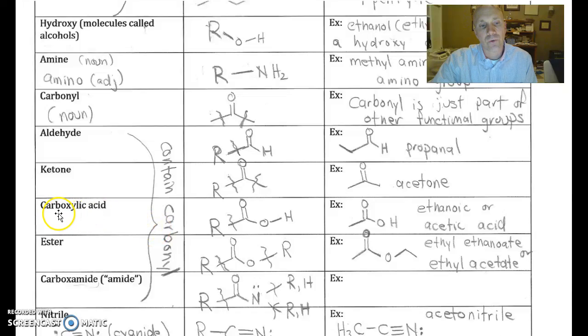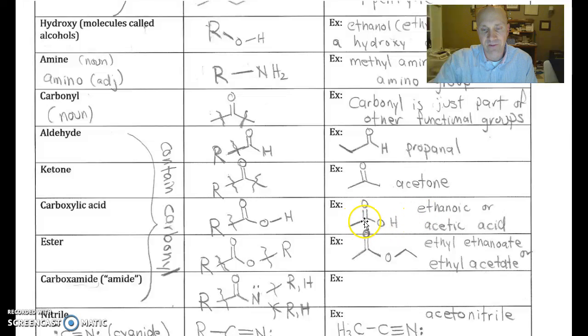So the next one is a carboxylic acid. Again, you have a carbonyl carbon. You've got your R group, which means this has got to be a carbon over here. And instead of a hydrogen like you have in the aldehyde, you have this OH right here. All of these parts are necessary for it to be a carboxylic acid. The classic example of this is what's in vinegar.